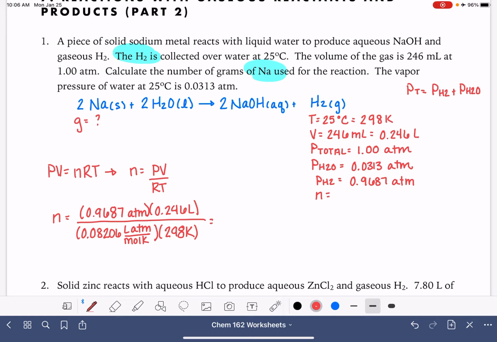So let me work this math out real quick. 0.9687 times 0.246 divided by 0.08206 and 298. This gives me, I'm surprised at how big this number is, 0.974 moles of hydrogen gas. It's such a big number, I just want to double check that I did not do that wrong.